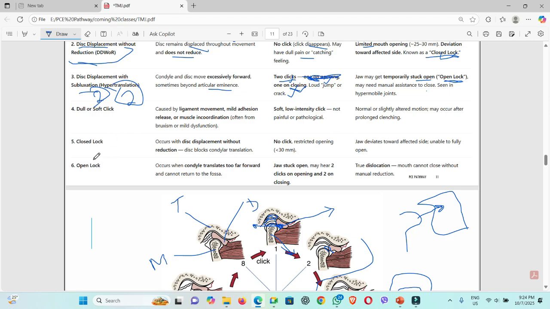So same concept here, closed lock, open lock. So closed lock occurs with disc displacement without reduction. Okay. Disc blocks condylar translation. No click, jaw will deviate towards the affected side. We have read it, right? Open lock occurs when the condyle translates too far forward and cannot return to the fossa.